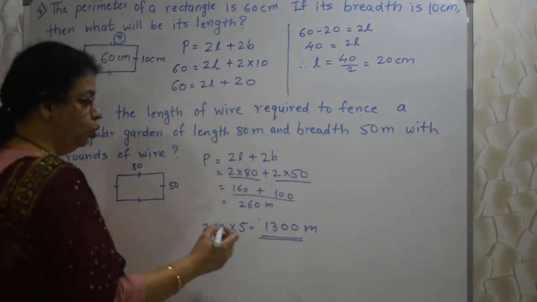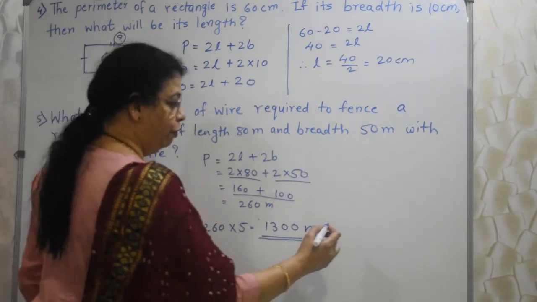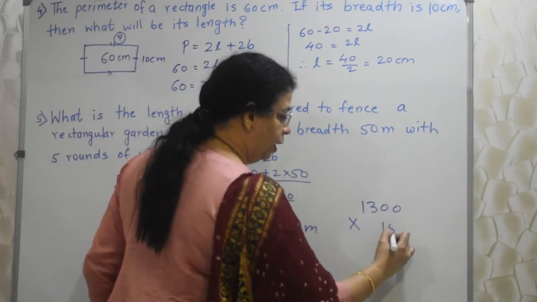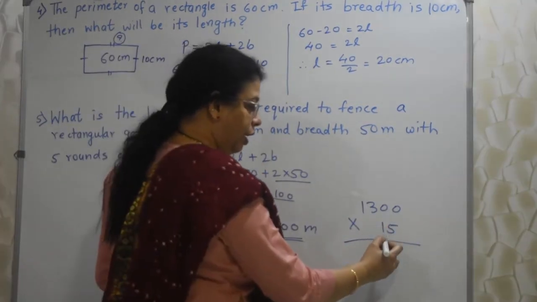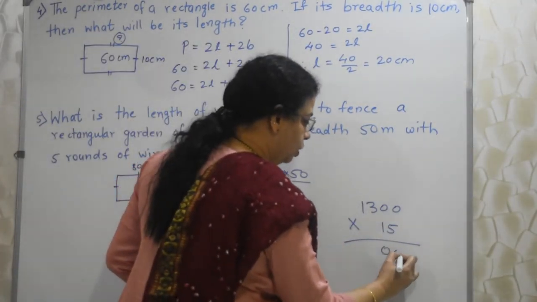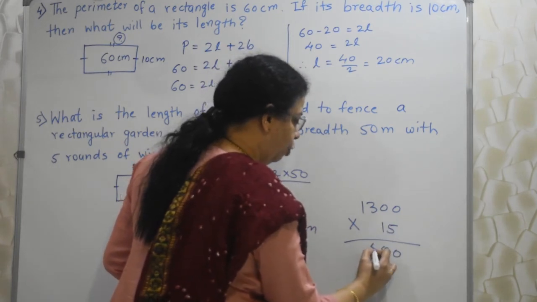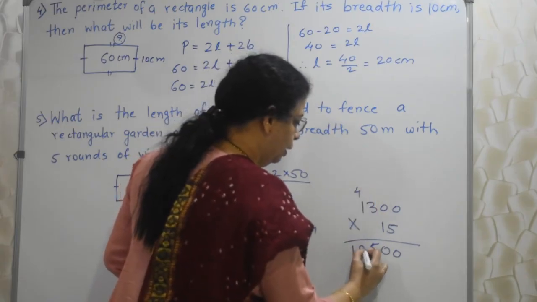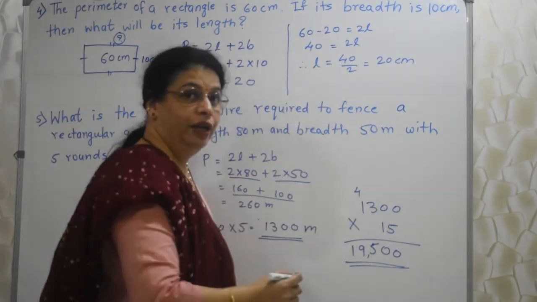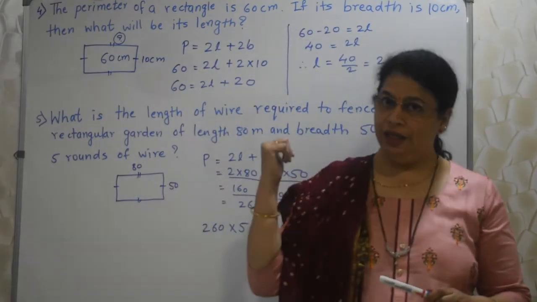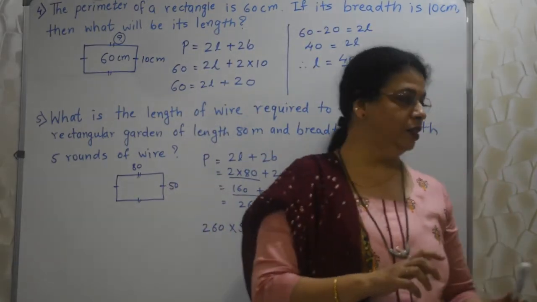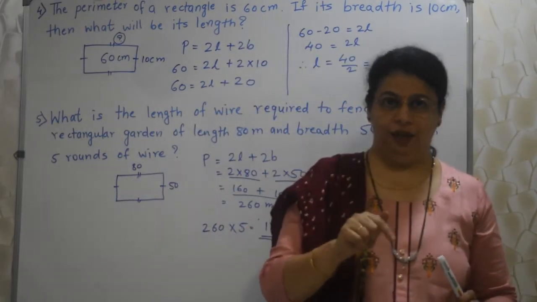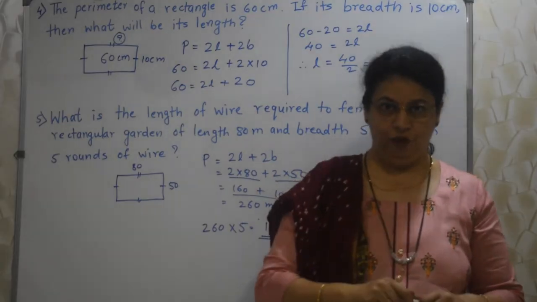Okay. So if the cost of the wire is rupees 15, then my answer will be, 1300 meters I require at the rate of 15. I will multiply this. So 2 zeros, 15 threes are 45, 15 ones are 15 plus 4, 19. So 19,500 will be my total cost. So in this example, the cost is not given, but they always ask, so that's why I have given this additional information. Okay, students?